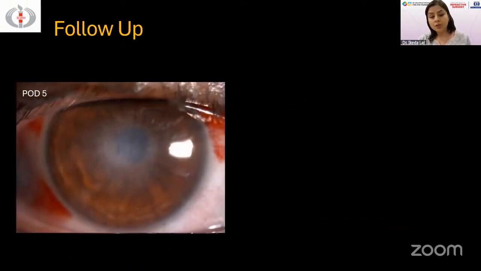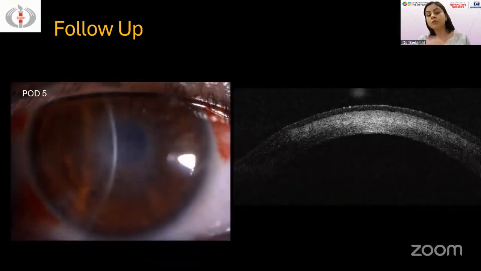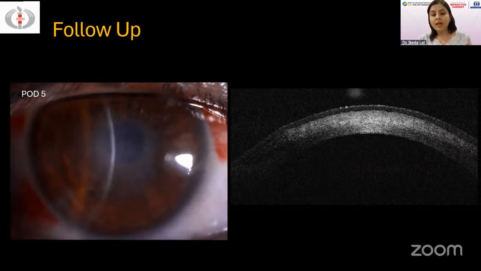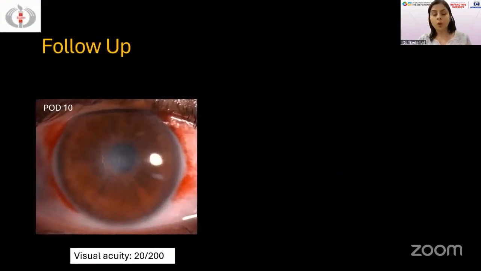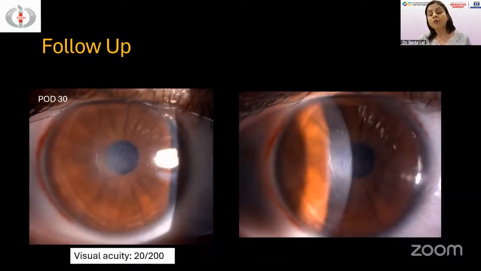So the inflammation, though, has begun to come down, but she has developed a little bit of stromal scarring, which was also visualized by the hyperreflectivity on the anterior segment OCT. So the steroids were slowly and gradually tapered under close follow-up. This is at day 10. We can see the kind of striae and the scarring that this patient has developed. The visual acuity is now 20/200. And this is 1 month after the primary surgery.